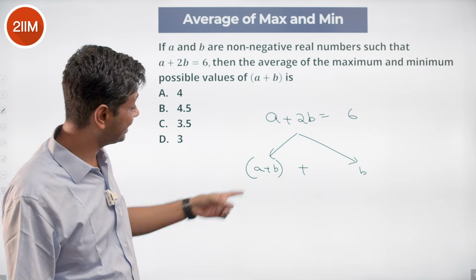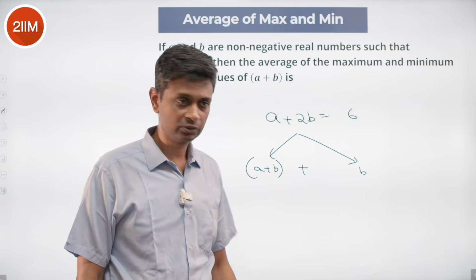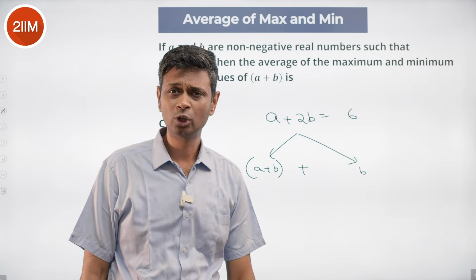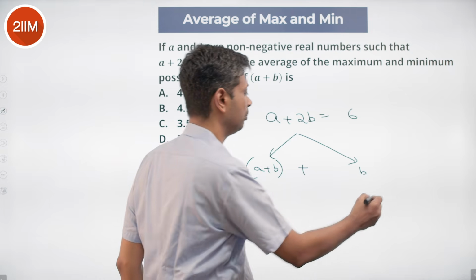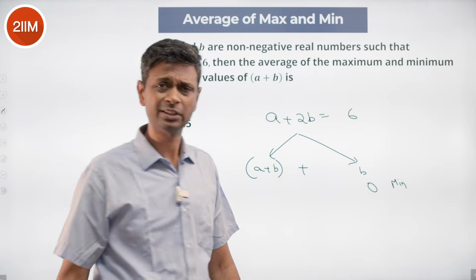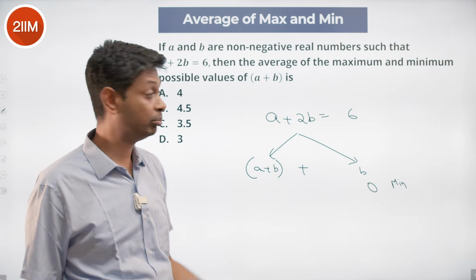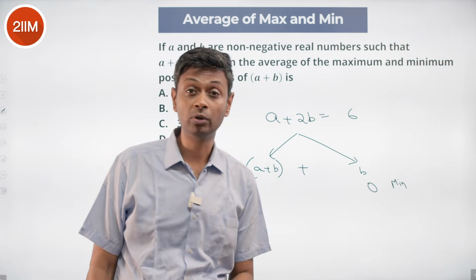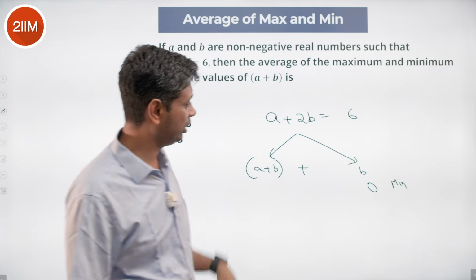We want to find maximum and minimum values of this. This is maximum, that should be minimum. This is minimum, that should be maximum. What is the minimum value B can take? Non-negative, minimum value B can take? 0. Non-negative, it can't go below 0. What is the maximum value B can take? B is maximum, A should be minimum. Put A as 0 because A cannot be less than 0. Put A as 0, B is 3.